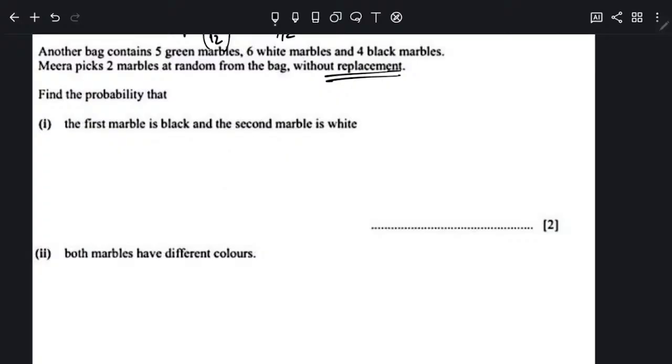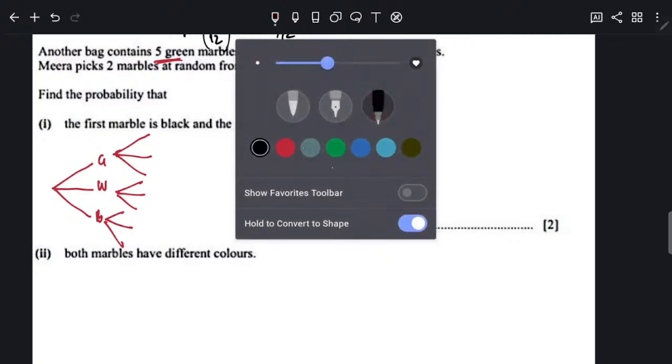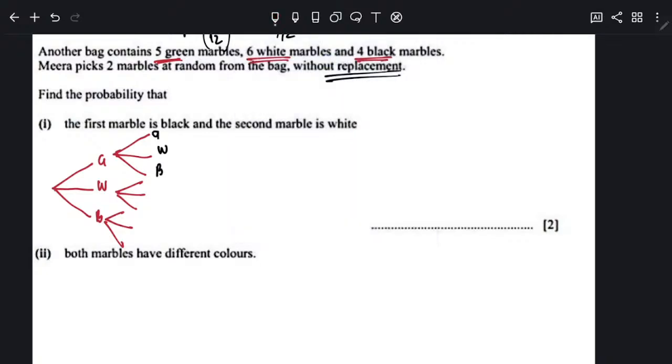Once they say without replacement, try to do a small tree diagram. When you want to do a small tree diagram, here's what you do. What are the things that are there? You have white, you have black, and you have green. So you say green, white, black. Then you say again on the second one: green, white, black. Then you go again, green, white, black. Now we can put probabilities.